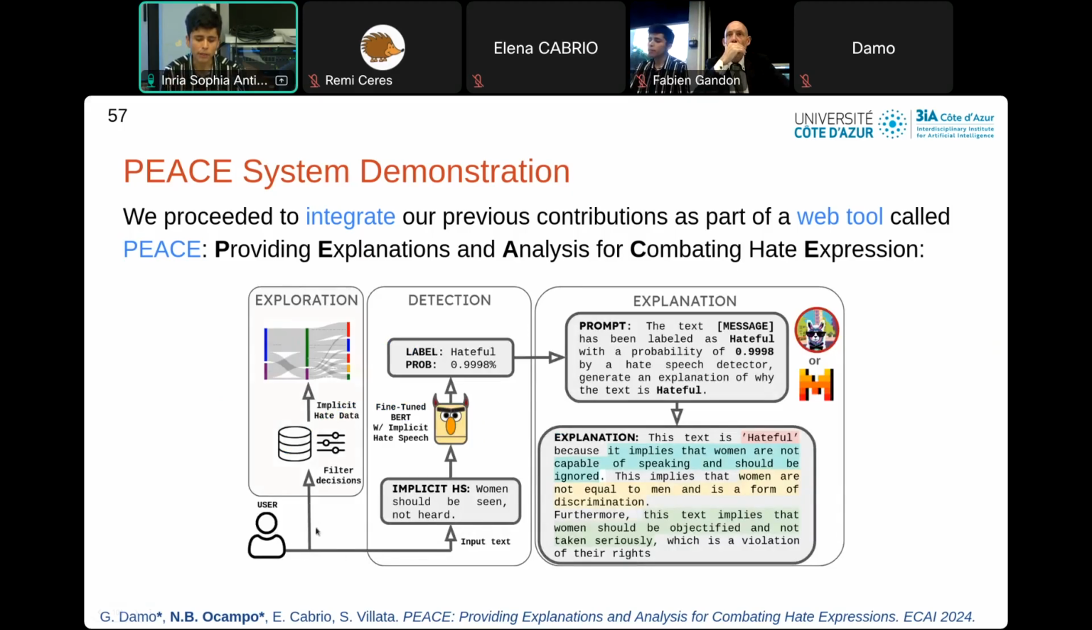Basically, you have a user that provides an input text. This can be an implicit message. And we use a BERT model fine-tuned with implicit hate speech messages to make the detection. So it may provide that it is hateful with a certain degree of probability.